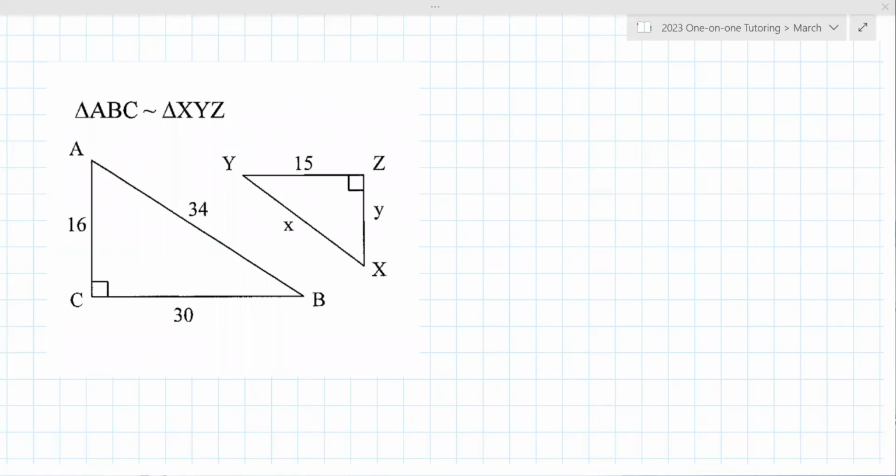Okay, so how many times does 15 go into 30? Oh, 2. So 34 divided by 2 is... I need to figure that out. Oh, 17. Okay. So x would be 17. Okay, I agree.